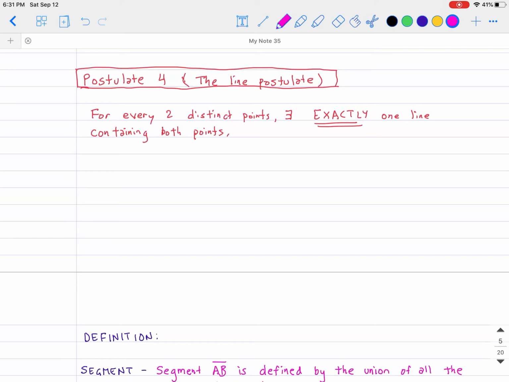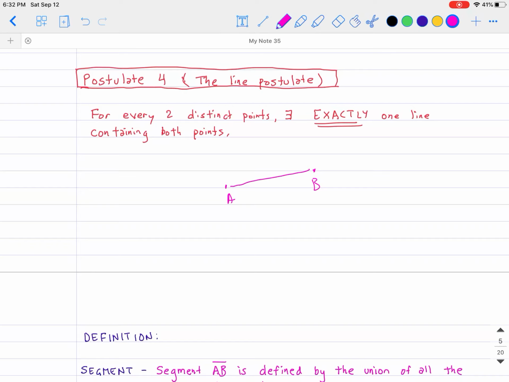Okay, let's go ahead and talk about postulate number 4, and this one is called a line postulate. Now remember, a postulate is something that is very simple that you do not actually have to prove because there's really not that much to prove, it's just that basic then. So here is what it says. For every 2 distinct points, and by distinct I mean that they have to be different, meaning they're located in 2 different locations, they're not the same, there exists exactly one line that contains both.